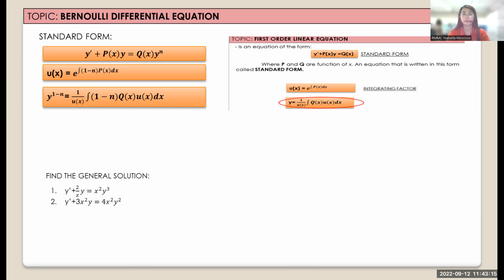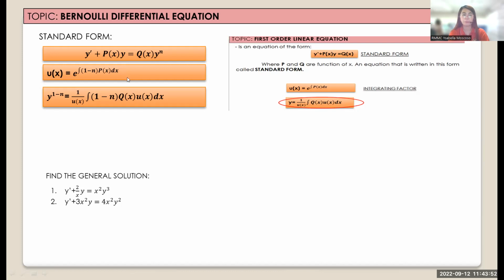Okay? So, let us talk about your Bernoulli differential equation. Your Bernoulli differential equation is somehow the same as the principle of the first order linear differential equation. But in this, there are some differences, just a few, which is that we now consider a y function on the other side of the equation. Unlike the first order linear equation, where you only have q of x to satisfy the standard form.